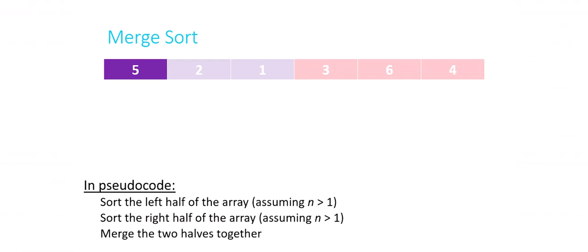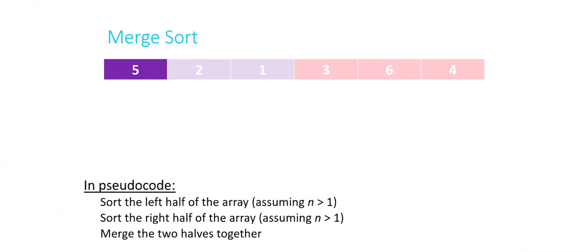So now I'm left with this single element, this 5. How do I sort a 1-element array? Well, the good news is I actually don't have to sort it at all. A single element array must necessarily be sorted. So I can say that if I'm sorting the left half of the purple part, that is sorted. So we're just going to call that sorted and set it aside for now.